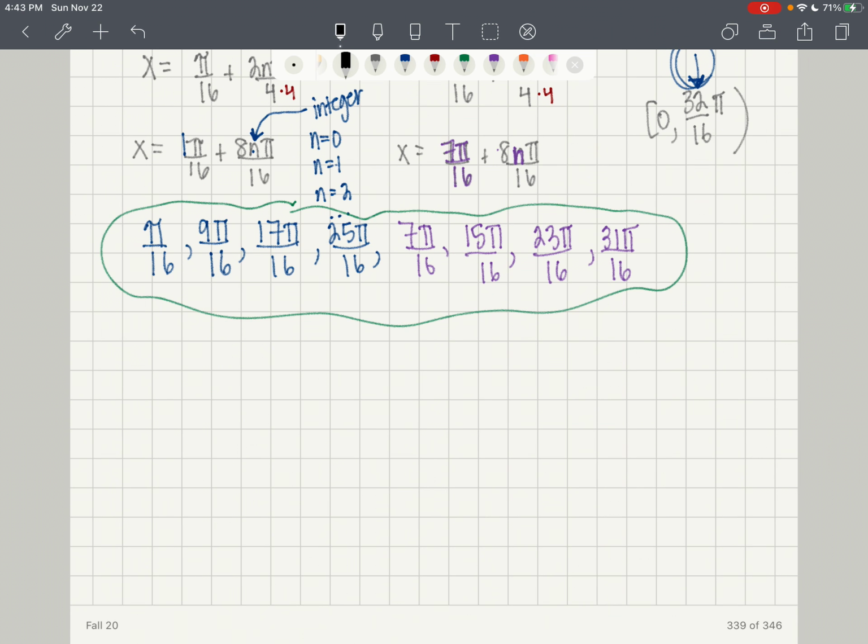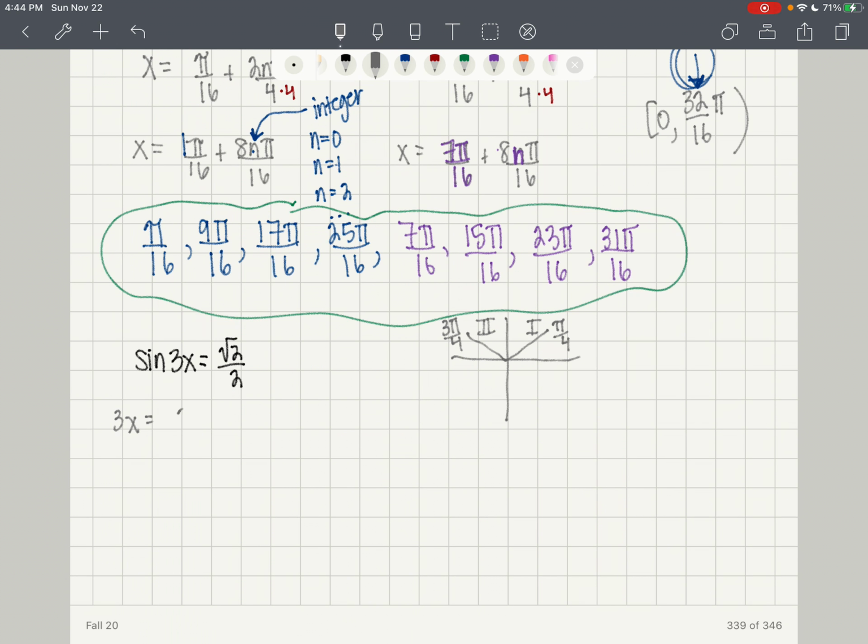Let's do another problem just like that. We're going to have the sine of 3x is equal to the square root of 2 over 2. I'm going to determine that positive ratios for sine are going to be in quadrants 1 and 2. It is a pi over 4 angle again. This time it's pi over 4 and all the coterminal angles.